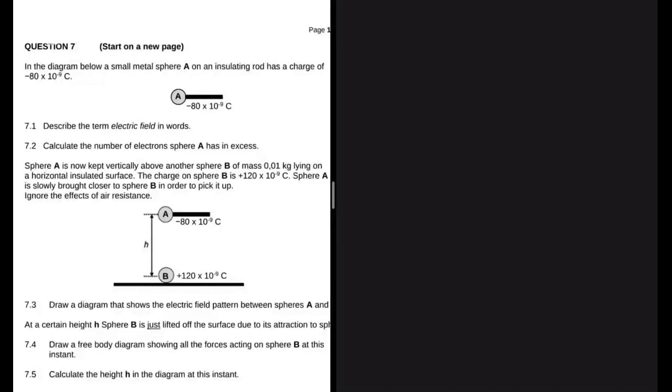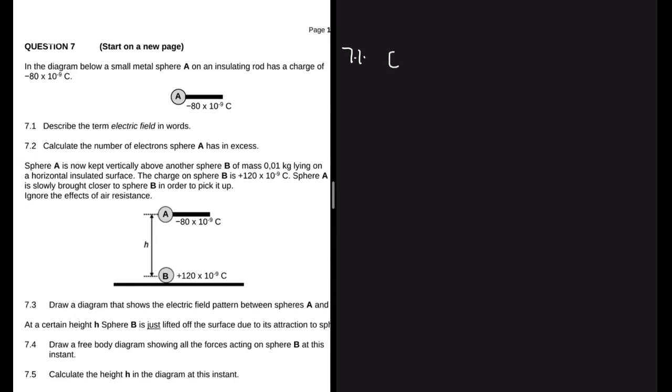In the diagram below, a small metal sphere A on an insulating rod has a charge of minus 80 times 10 to the power minus 9 coulombs. And then 7.1 says, describe the term electric field in words. An electric field is a region of space in which an electric charge experiences a force. A region in space in which an electric charge experiences a force.